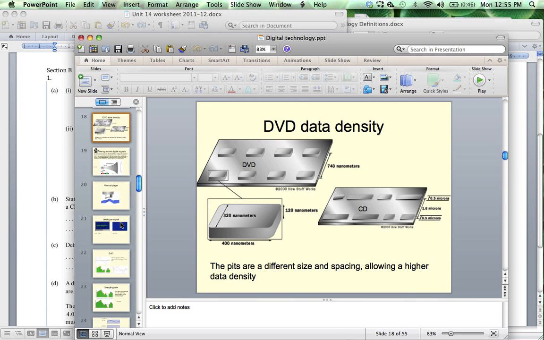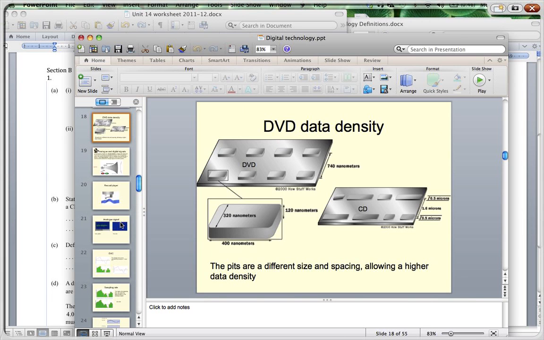Here we are. So with the DVD and the CD, basically what happens is that you can have your pits and your bumps smaller and much closer together. Because the wavelength is less, this distance over here can be less, this over here can be less, and this depth over here can be less. So you can fit in many more bumps and pits because of that shorter wavelength.